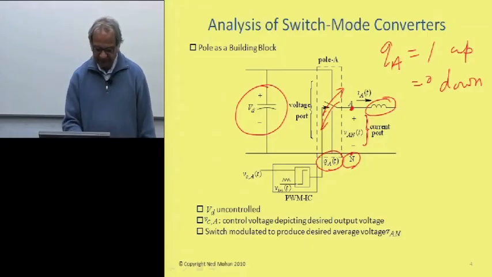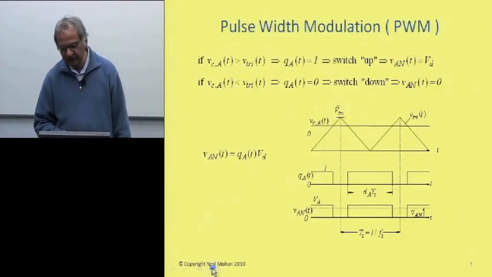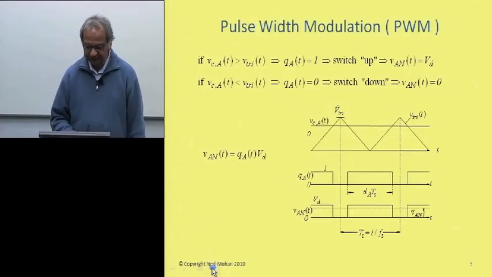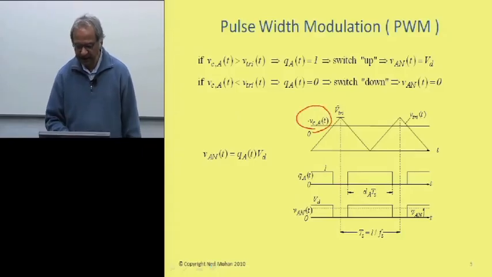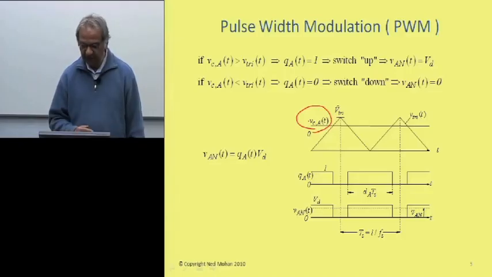Okay. So let's see what goes on in this comparator. We have a control voltage. So this control voltage has to be generated somehow. And so these are signal level voltages.